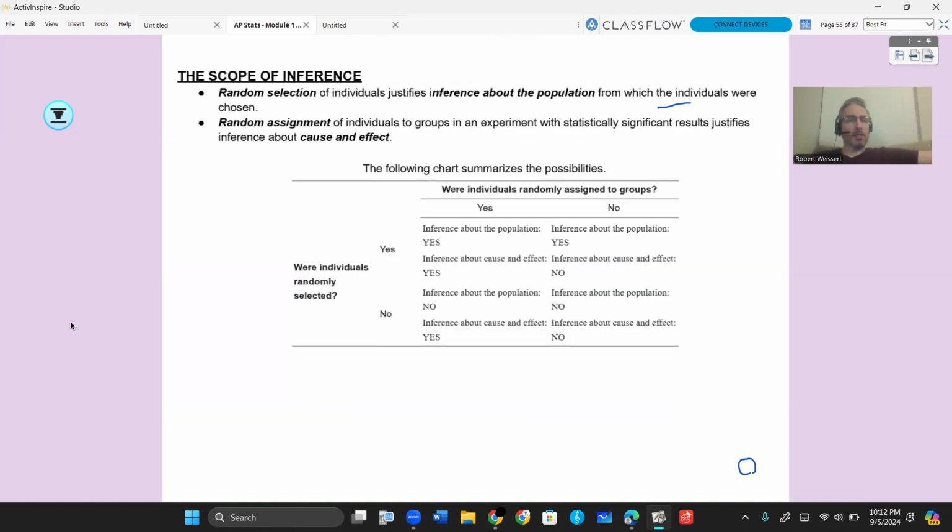Lastly, let's talk about something called the scope of inference. That's just something we've already talked about before. If we randomly select from a population, we can make inference about the population we select from. If we do random assignment, we can show cause and effect if we have statistically significant results. So here's a little two-way table that kind of explains that.